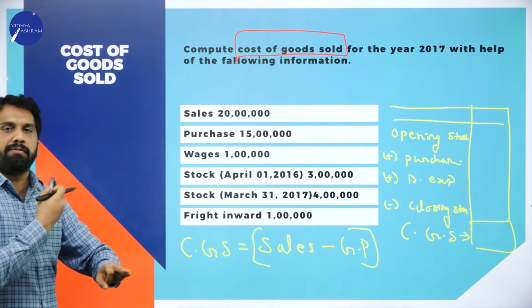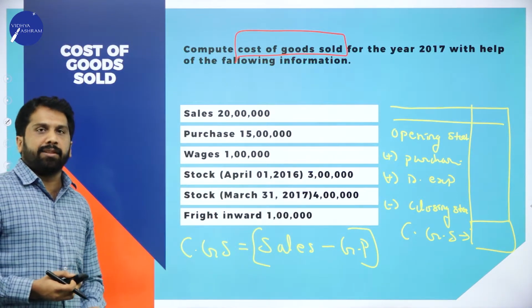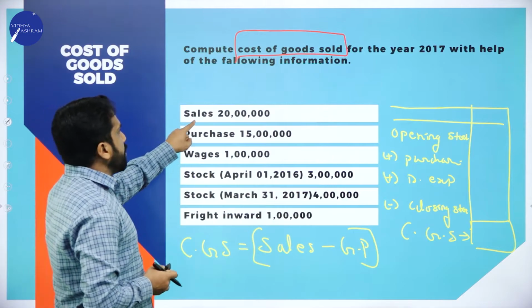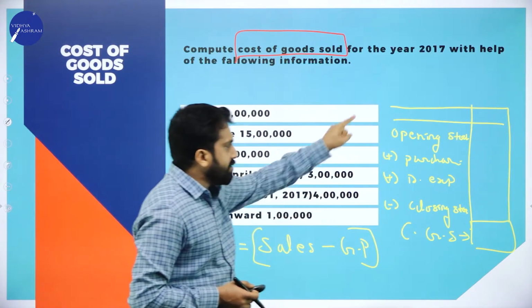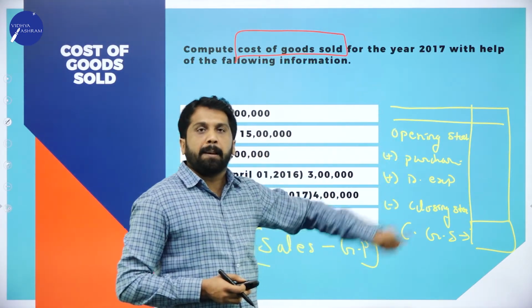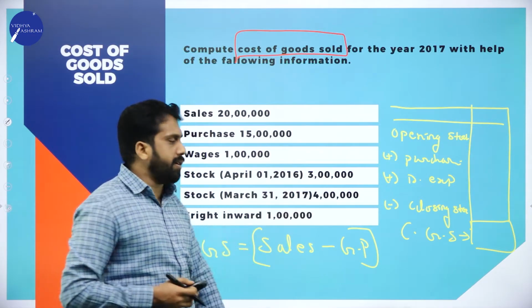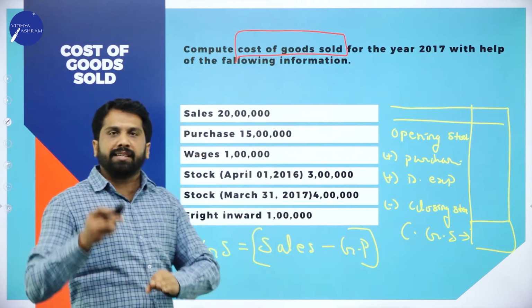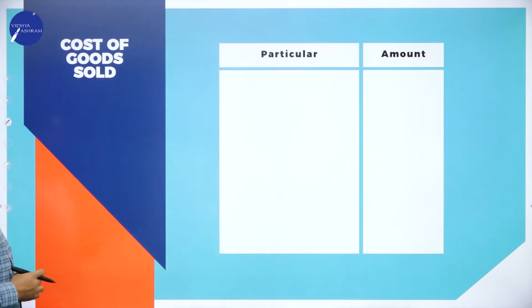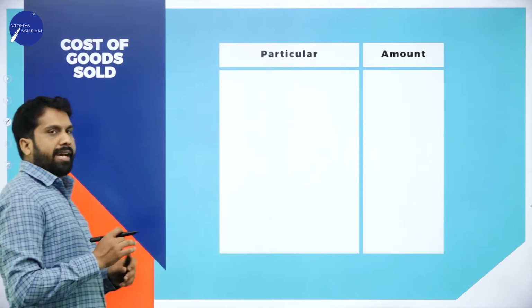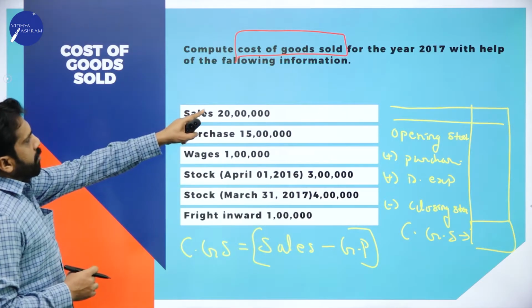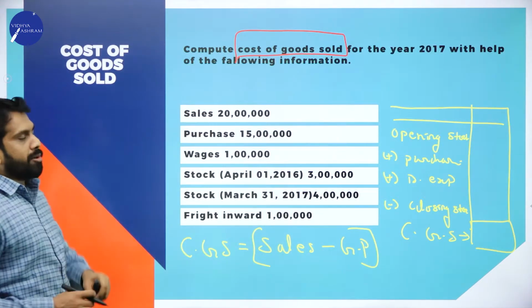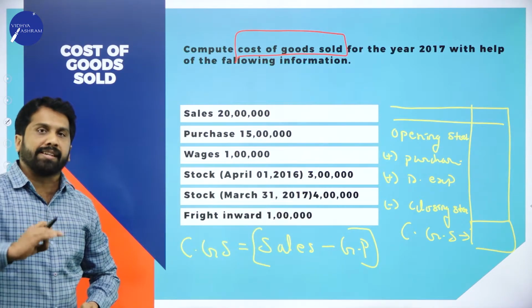Same format we will apply. We'll do this solution. Remember, we will not take sales for this format. We will not mention it. And also remember, your closing stock you have to minus here only. That we will do at the time of doing the answer. Now, particular and amount you have to mention. Cost of goods sold for the year 2017. So, name of the company is not given.